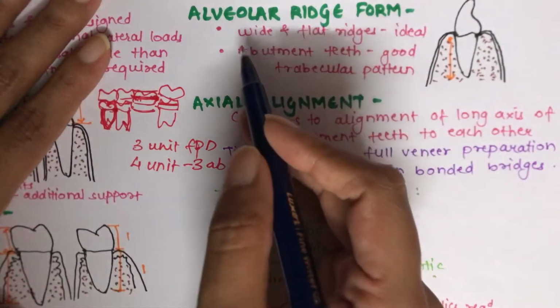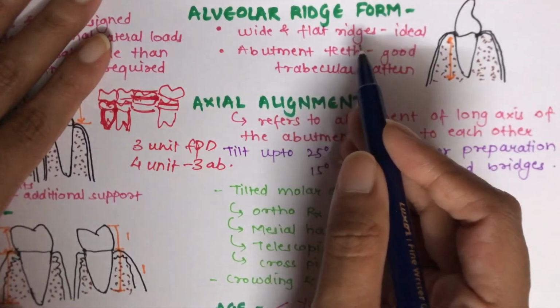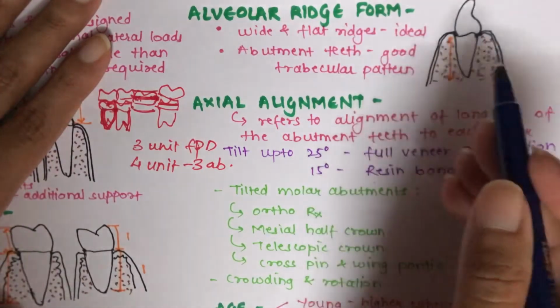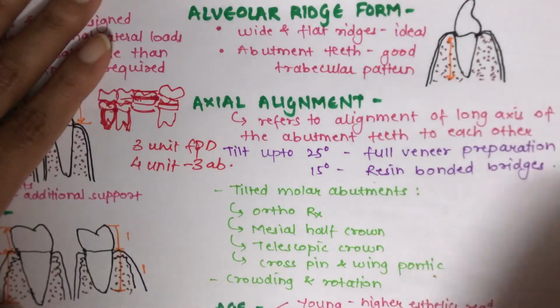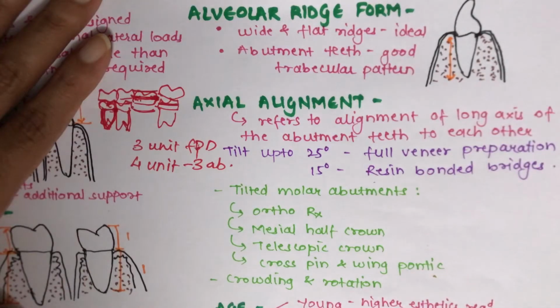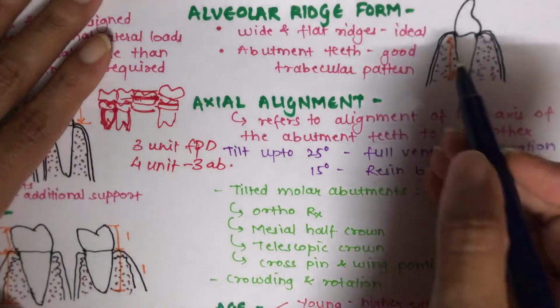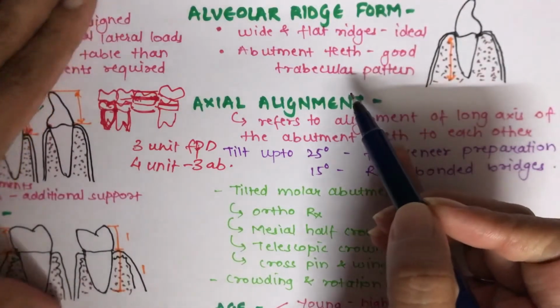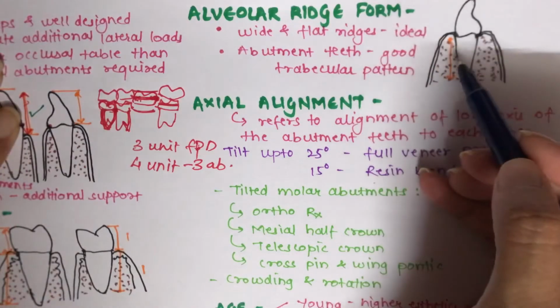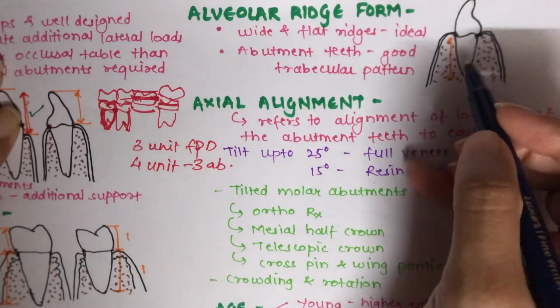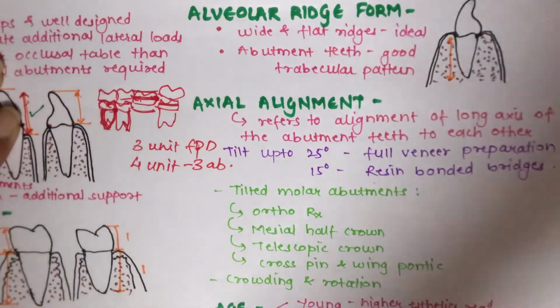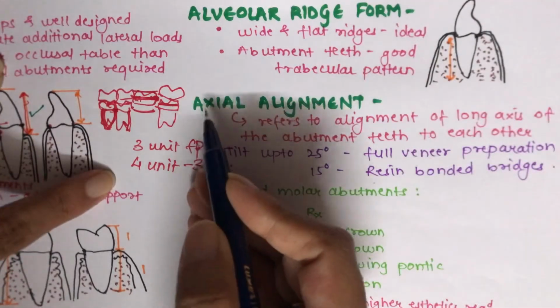Now the next is the alveolar ridge form. In this, wide and flat ridges are ideal for FPDs. Thin and low ridges, due to severe resorption, increase the pontic height, and because of that there is an increase in the torsional loads on the abutment teeth. The abutment teeth should have a good trabecular pattern. So that means if you want your teeth to act as an abutment, they should have good alveolar ridge support.